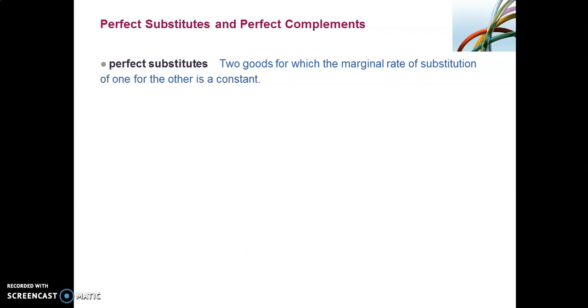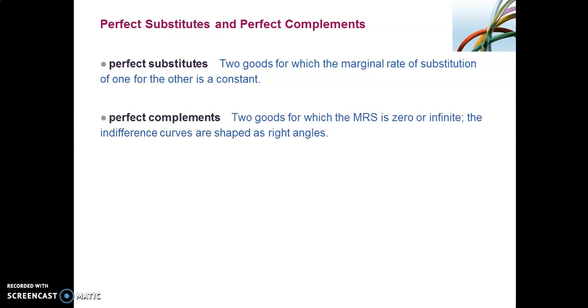The shape of an indifference curve shows a consumer's willingness to substitute one good for another. So a different shape means a different willingness to substitute. There are two extreme cases, you could say, and those are perfect substitutes and perfect complements. Perfect substitutes occur when two goods have a marginal rate of substitution of one for the other that is constant. We will see what that means graphically in a moment. Perfect complements refers to two goods for which the marginal rate of substitution is zero or infinite, and then the indifference curves are shaped at right angles.